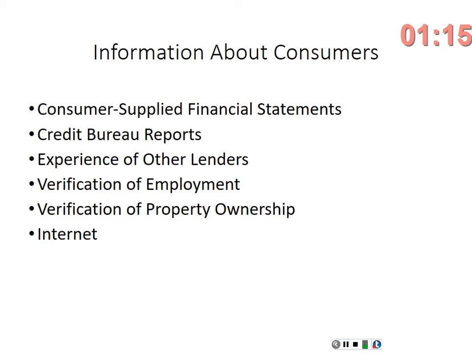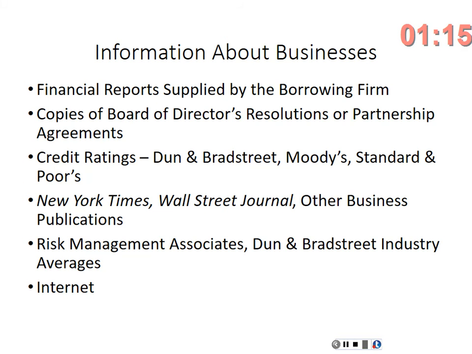Information about businesses depends on how big the business is. If it's a publicly traded corporation, you can take a look at its credit rating. So for example, Moody's, Standard & Poor's. If it's a big business, you might see articles in the New York Times, Wall Street Journal. You can go to risk management, RMA ratings. Again, the internet's a good source of business information. Or financial statements supplied by the business. Tax returns, all different types of information.